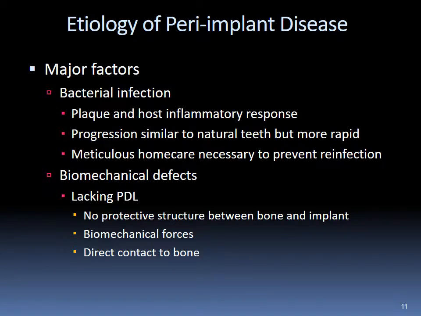Major factors involved in the etiology of peri-implant disease include the host inflammatory response to plaque accumulation. The progression of the disease resembles that of natural teeth but occurs more rapidly. Meticulous home care is necessary to prevent reinfection of the area. The biomechanical defect of implants is a result of non-existent periodontal ligaments. The lack of a protective structure between bone and implant alters how the tooth and bone deal with biomechanical forces caused by direct contact in bony environments.